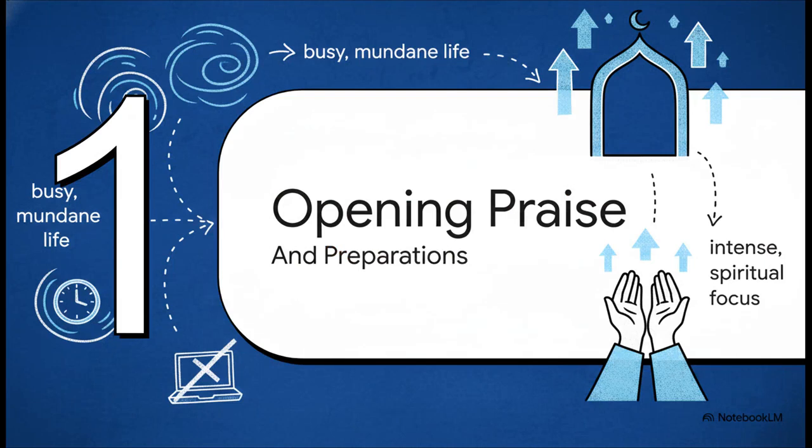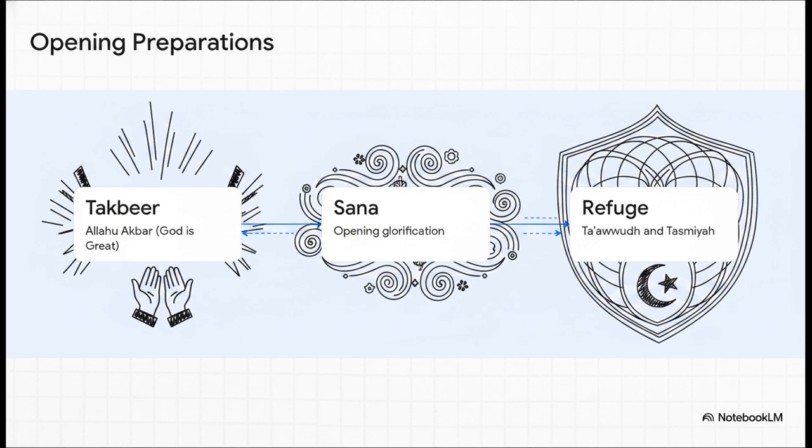Starting off with Section 1, Opening, Praise, and Preparations. This is all about entering spiritual focus and transitioning away from everyday life. Now, the absolutely crucial point here is this opening procedural sequence. It sets the stage for literally everything that follows. I mean, you don't just jump into a random verse, right? First is the takbir, saying Allahu Akbar, or God is great, which officially kicks off the prayer. Then comes the sana, followed by the ta'awud and tasmiyah, which is seeking refuge in God and beginning in His name. It's a super deliberate, three-step mental and vocal preparation.